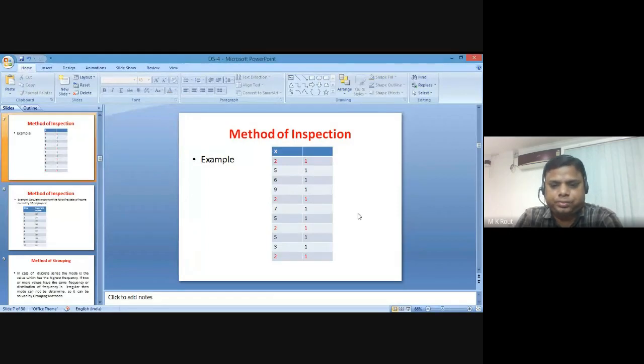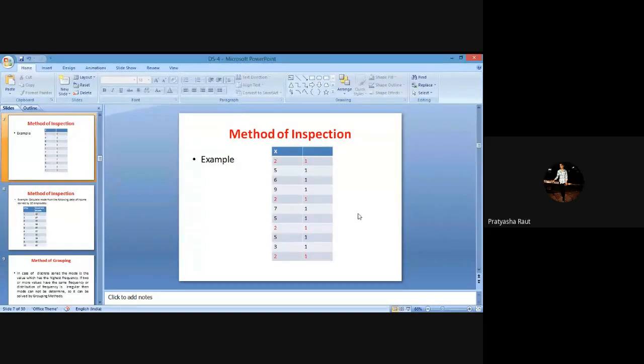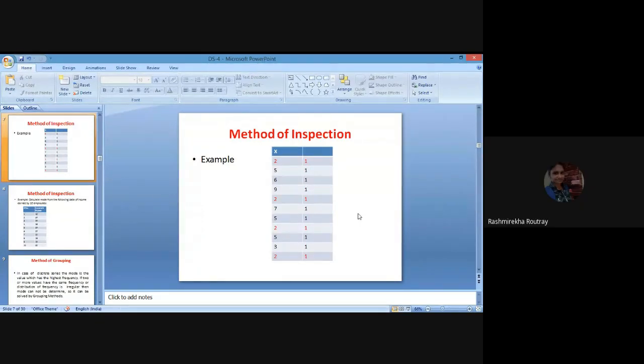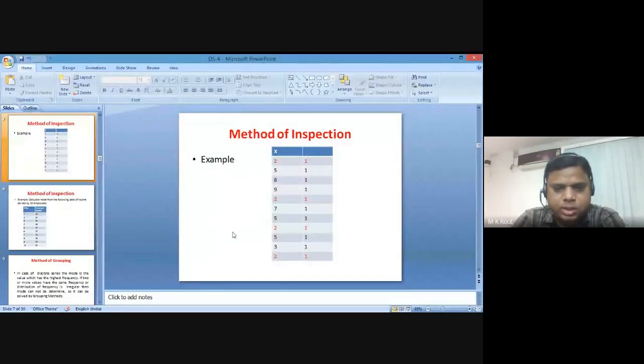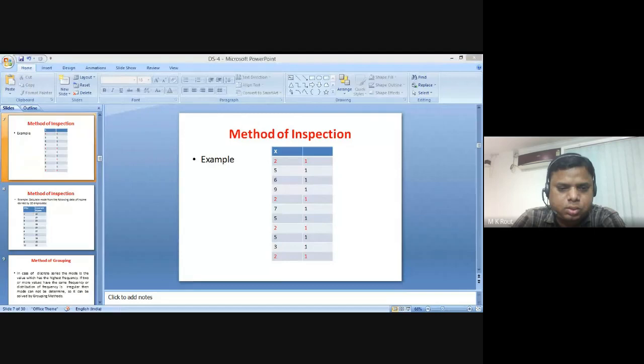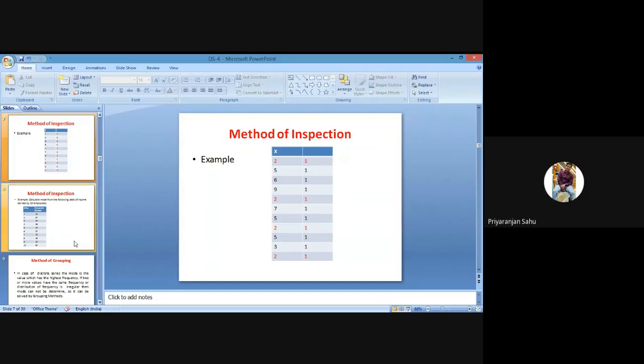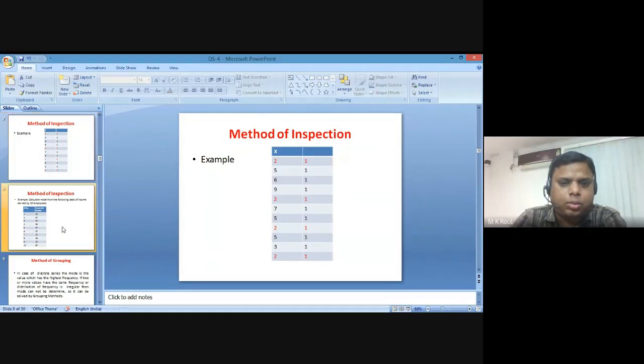Is it clear? Yes, sir. Is it clear? Yes, sir. Okay. Yes, you can ask. Is it clear? Yes, sir. Okay, fine. Move to the next example.